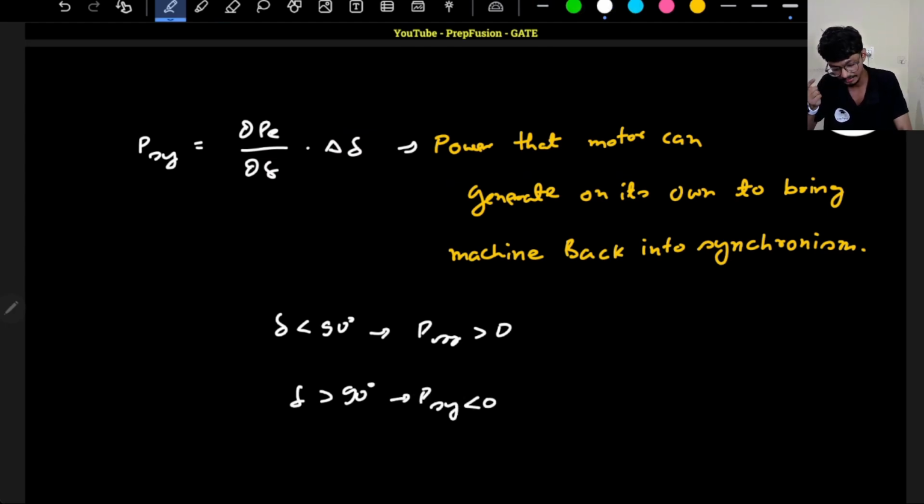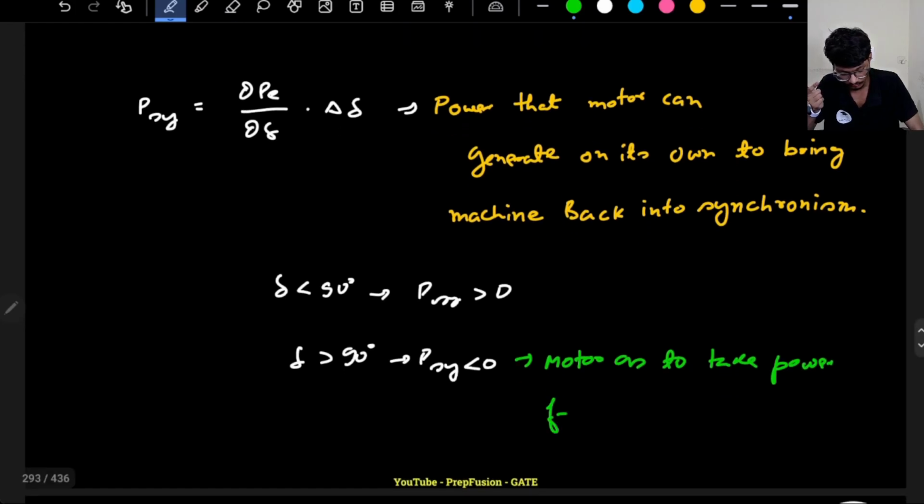What does it mean? Basically it means motor has to take power from supply to maintain synchronism, which will not happen. Or motor has to take power from the load or supply. This time it has to take power from the load.